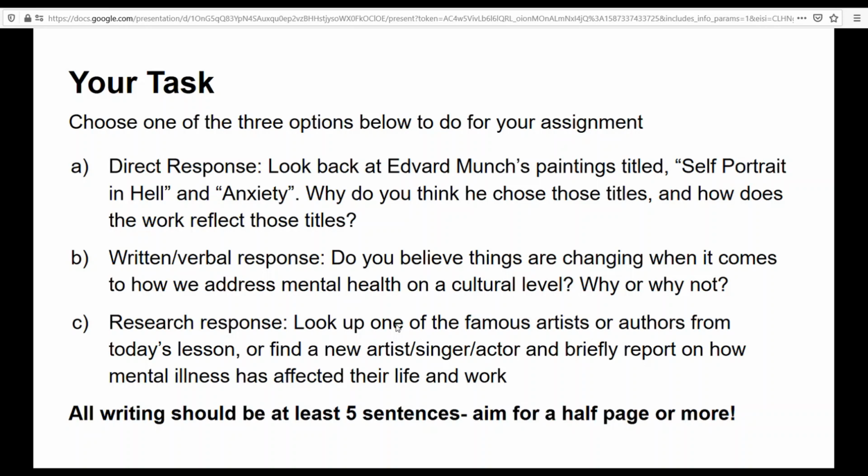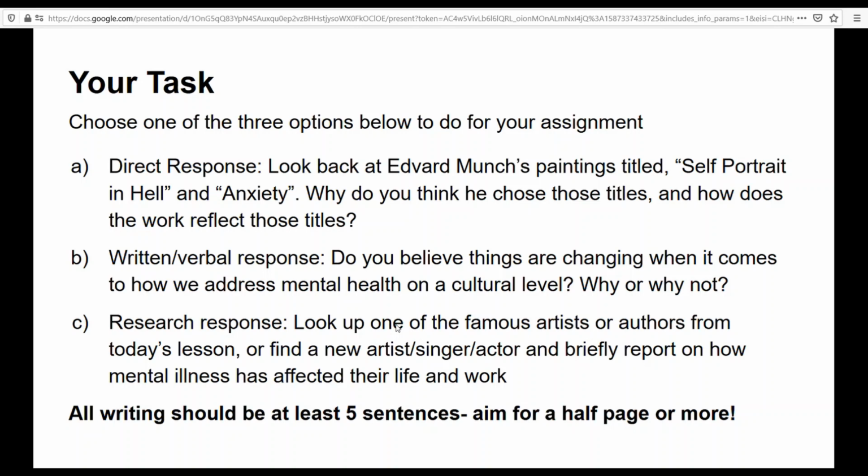And then C is a research response. So headed in a different direction. Look up one of the famous artists or authors from today's lesson, or find a new artist, singer, or actor, so somebody that wasn't mentioned in the presentation, and briefly report on how mental illness has affected their life and work. Okay, those are your 3 options.